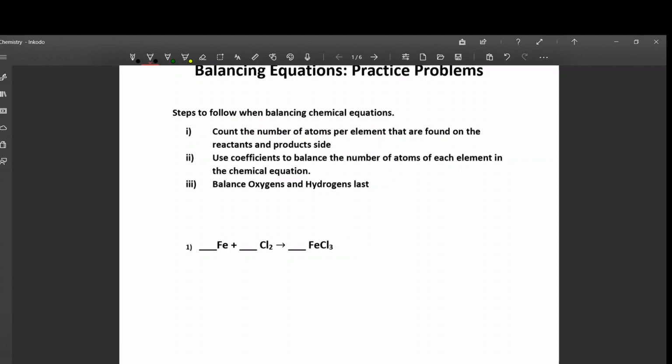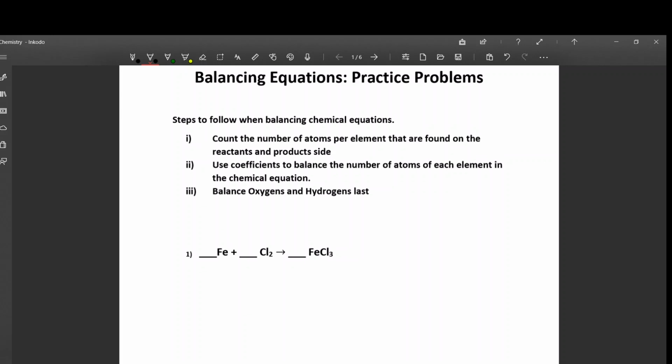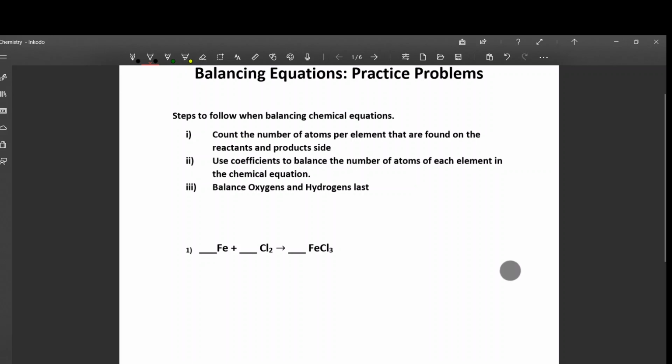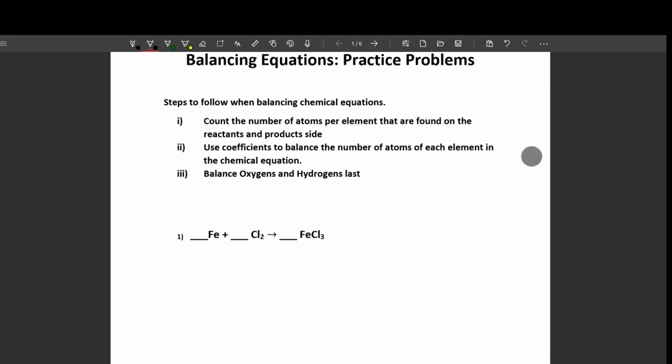Okay, hi everyone. So today we'll be starting off our chemistry series, and today we will be looking at balancing equations, right? Okay, so here I've outlined 3 steps to follow when balancing chemical equations. The first one is count the number of atoms per element that are found on the reactant and the product side, right? Second one is use coefficients to balance the number of atoms of each element in the chemical equation. And the last one is balance oxygens and hydrogens last.